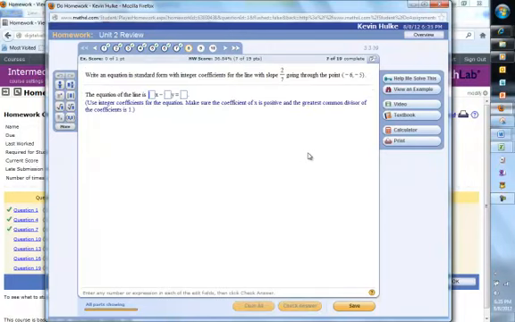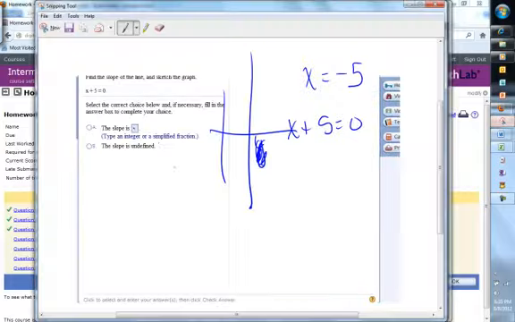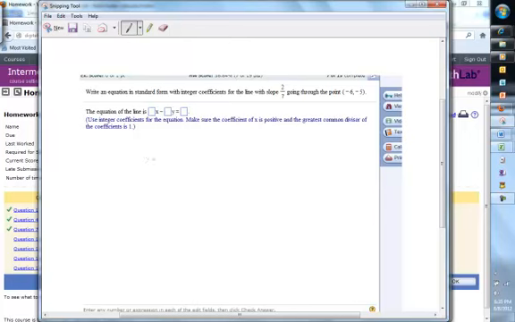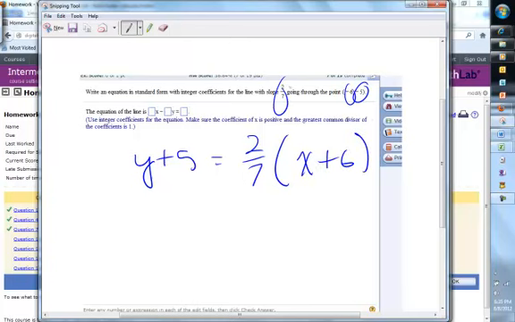Next one, standard form with integer coefficients for the line with the slope 2/7 going through the point -6, -5. So y plus 5, remember you have to switch the sign, equals 2/7 x plus 6, switch the sign, here's our slope. Y plus 5 equals 2/7 x plus 12/7.